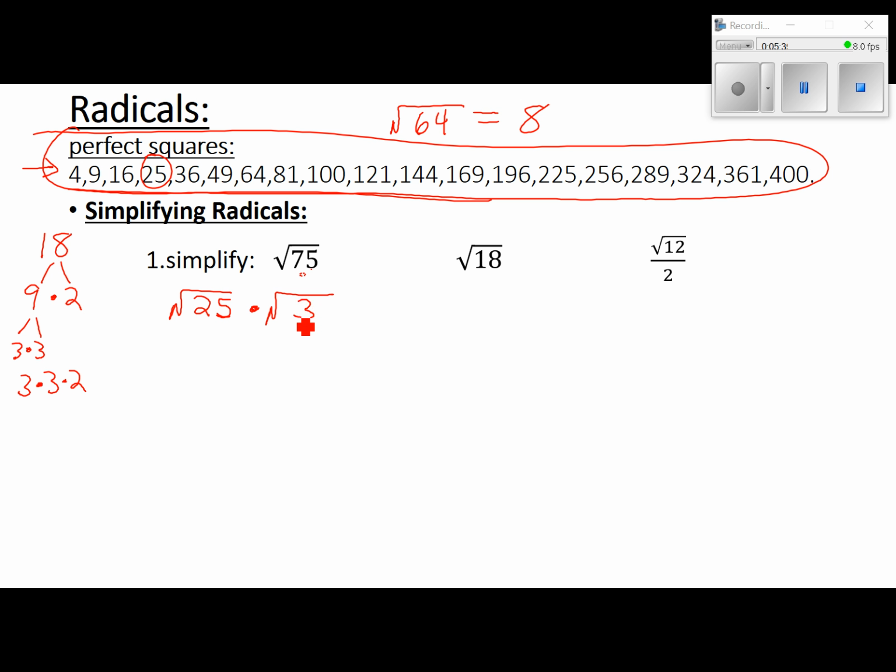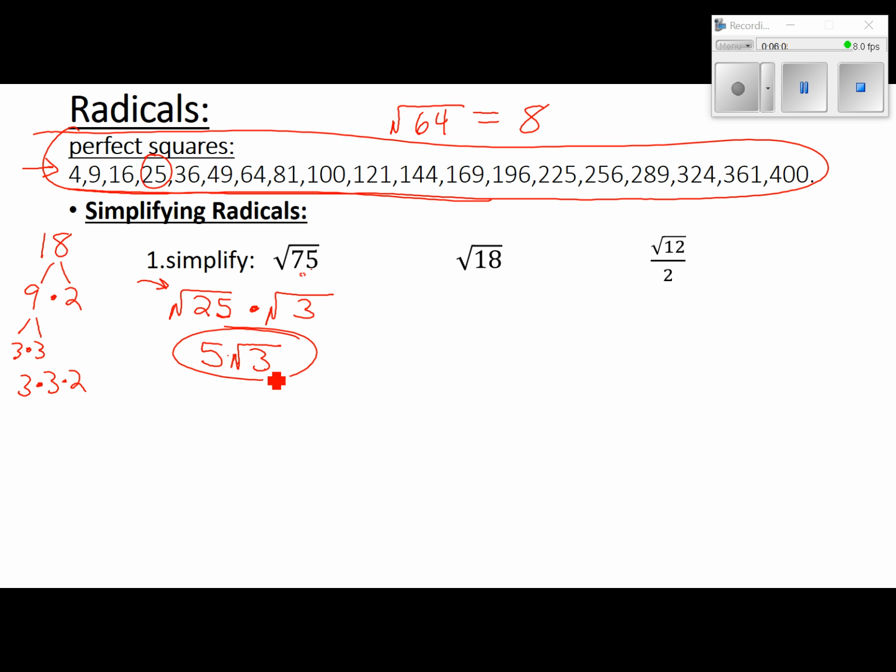And then the reason that we do this is because now that square root of 25, we can actually do the square root. Square root of 25 is just 5. So that 5 part comes out of the radical. The 3 stays under the radical. That's our simplified form. This is just read 5 times the square root of 3, or 5 radical 3.